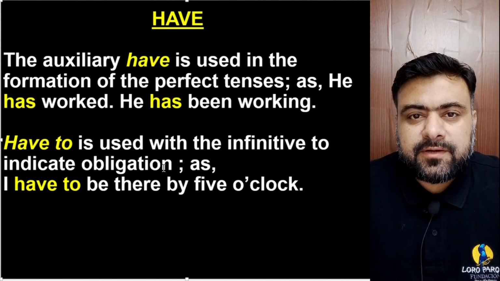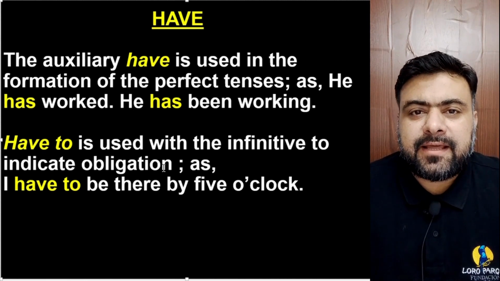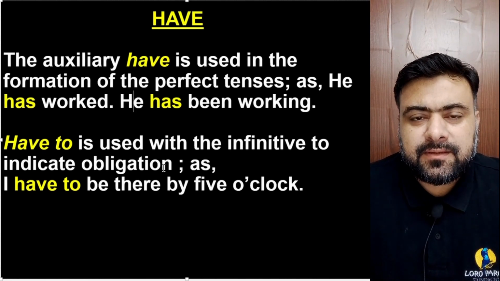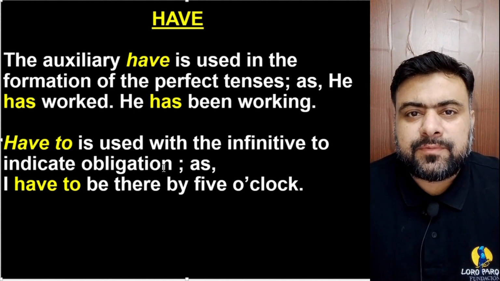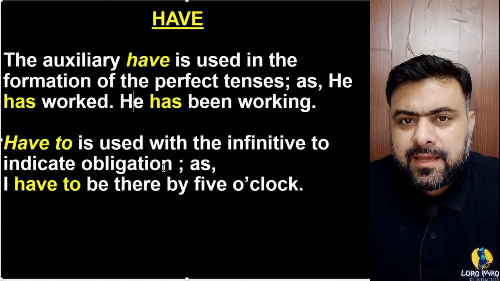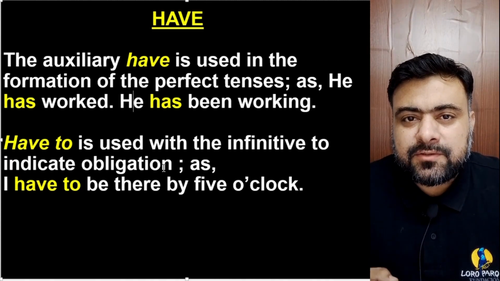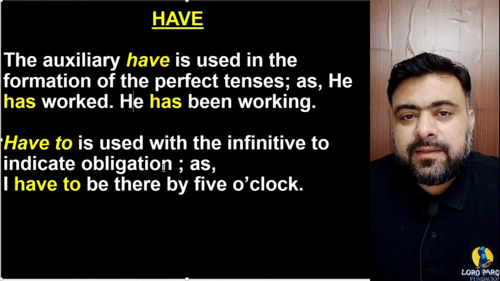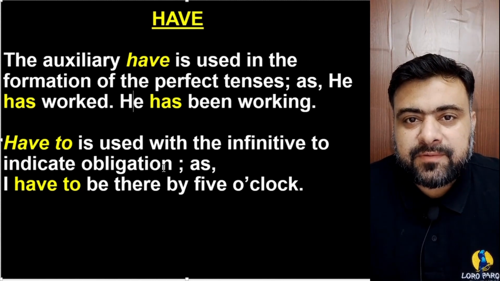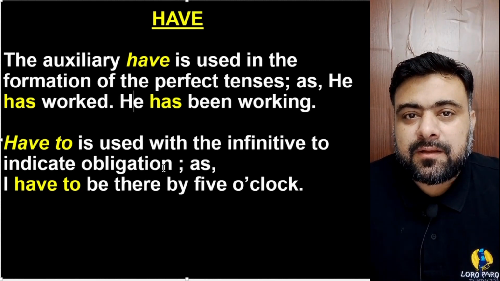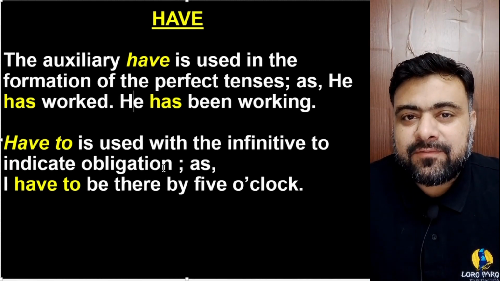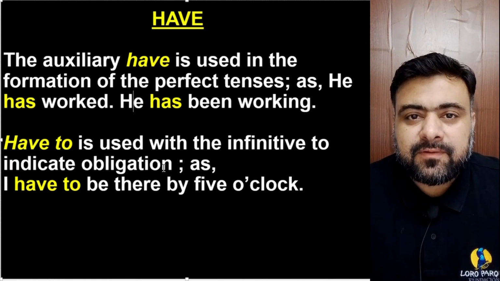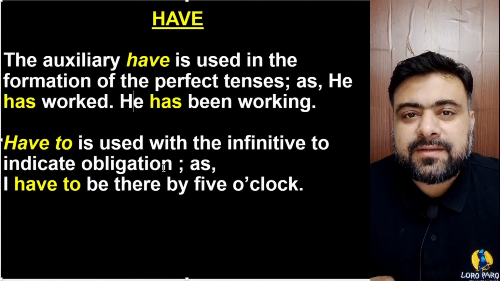The next auxiliary verb is have, and it has its forms has and had. First, have is used to form the perfect tenses. For example, he has worked. Has is the auxiliary verb have. He has worked, the present perfect tense. He has been working, the present perfect continuous tense. So the different forms of have are used to form the perfect tenses.